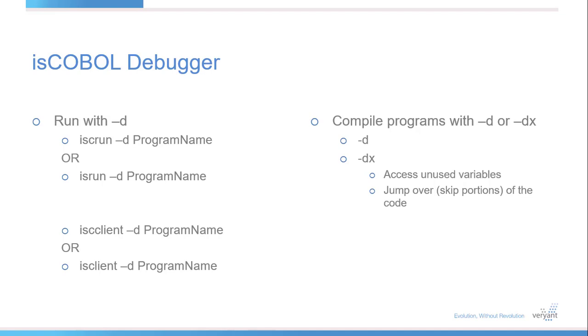-D is the standard compile switch, and it includes debug information in your class. -DX adds extended debug functionality. It includes all the variables in the class, even those that aren't used in the program, and it will let you jump over or skip portions of the code.